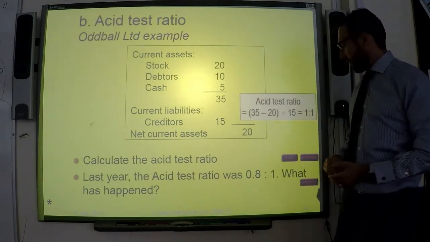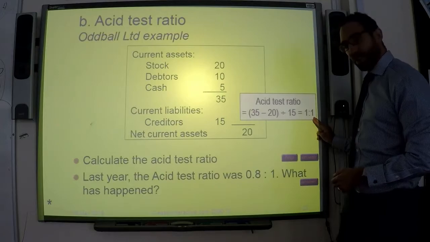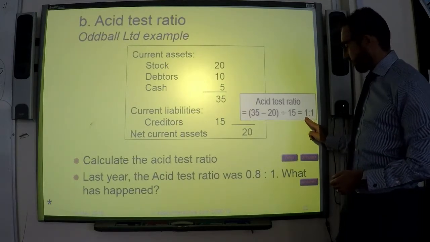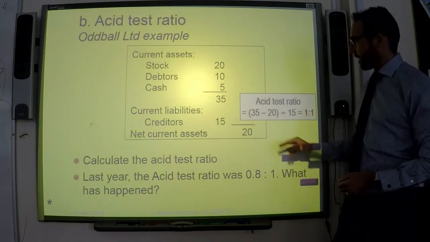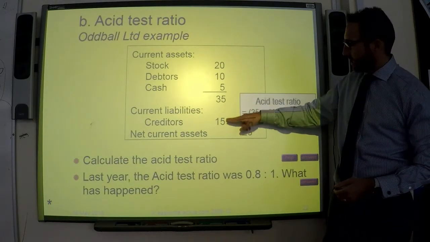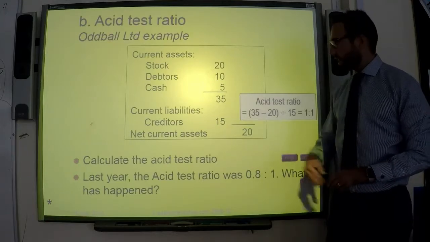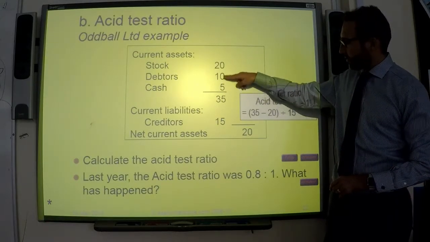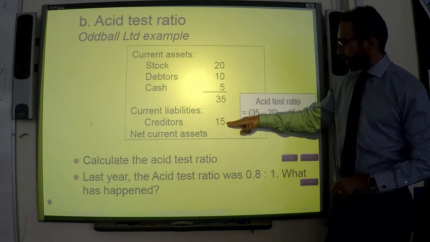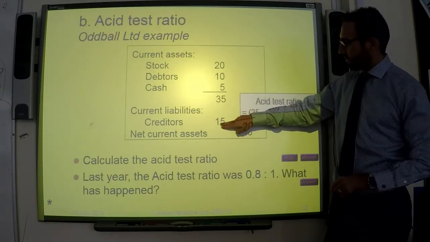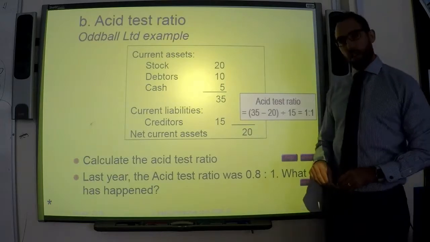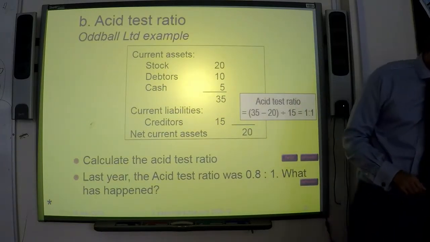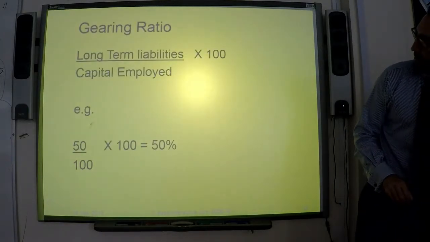1 to 1 is okay. So for every one current liability that the business owes, it has one in current asset without having to sell its stock to pay them. Okay, so it has enough debtors and enough cash to pay its creditors. Okay, we can see that there. Debtors and cash equals 15, and we can pay our creditors because we've got 15 of these for every 15 of these. Okay, so that gives us a 1 to 1 ratio. We can pay people back if they come asking for their money.